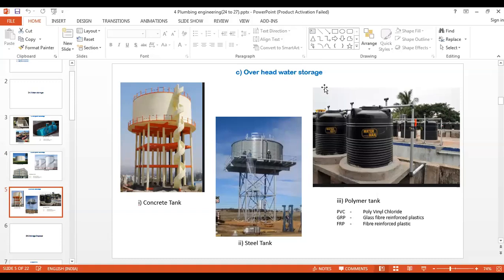If you don't have any fire requirement in your project, you can go for a small tank only, storing half a day's requirement on the roof. Normally, as per the NBC, how much water will we store? Two days' requirement we will store.